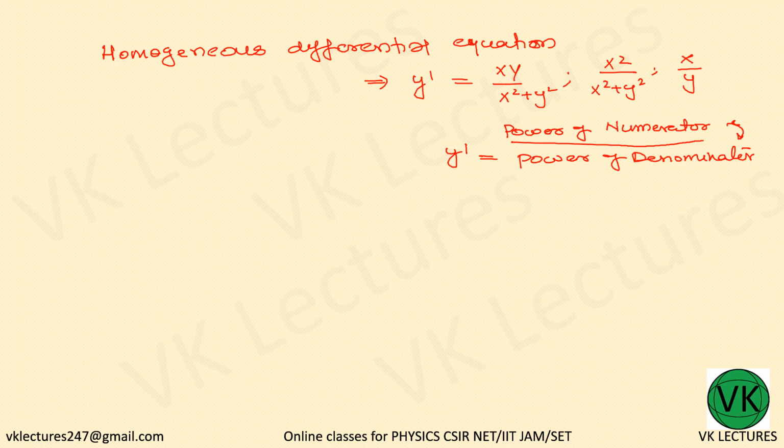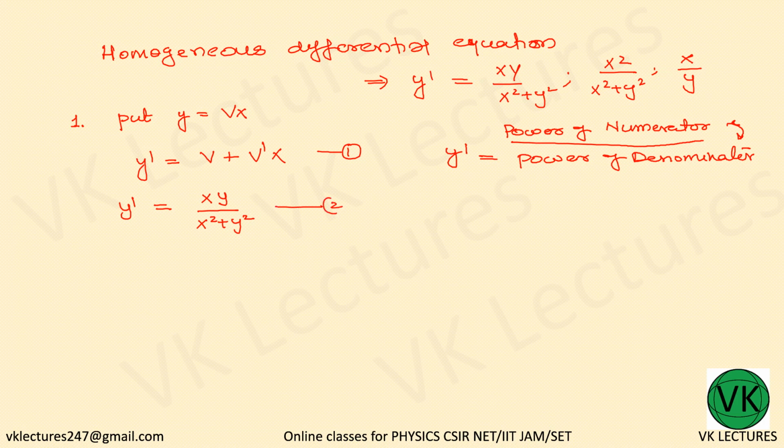Now in such cases we have to use this. You have to put y equal to v into x, then y dash is equal to v plus v dash x. Now you have got this equation, and in the beginning you already have this differential equation y dash equal to xy divided by x square plus y square. So this is equation 2. Now equating both, you will get the y.